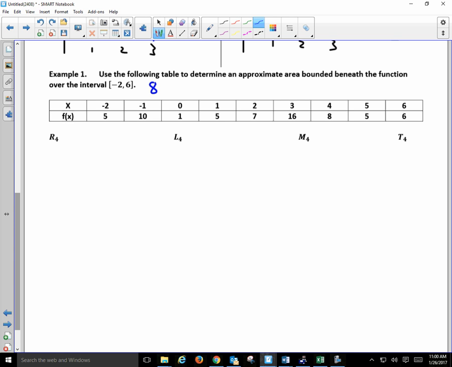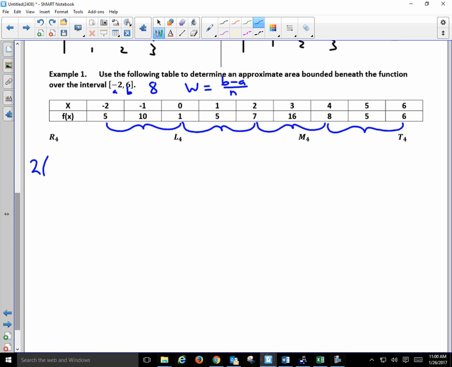Now, please note this piece. If this is B and this is A, and N is the number of rectangles, then the width of the rectangle will be B minus A divided by N. The end point minus the beginning point divided by the number of rectangles, right? Okay, so the right-hand sum of 4, we already said that it's going to be a width of 2. So therefore, I have to draw widths of 2. So those are my widths of 2.